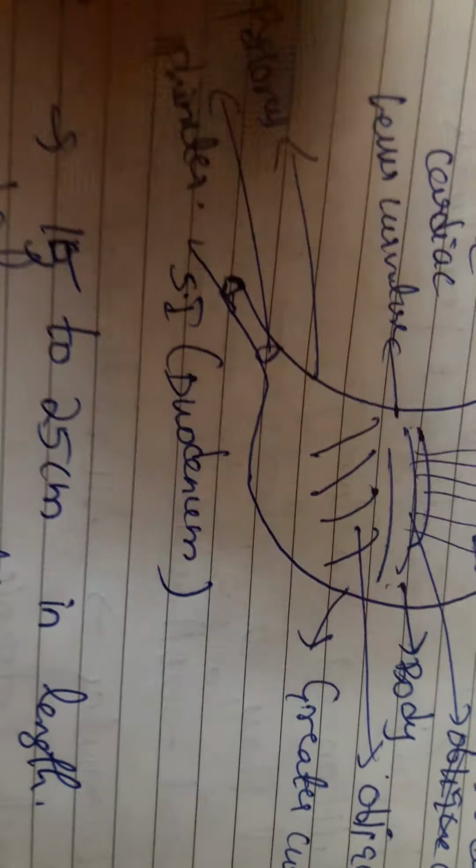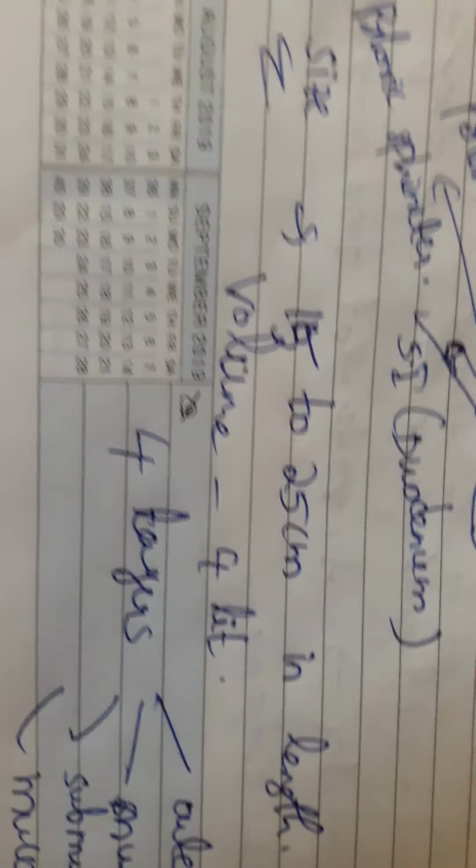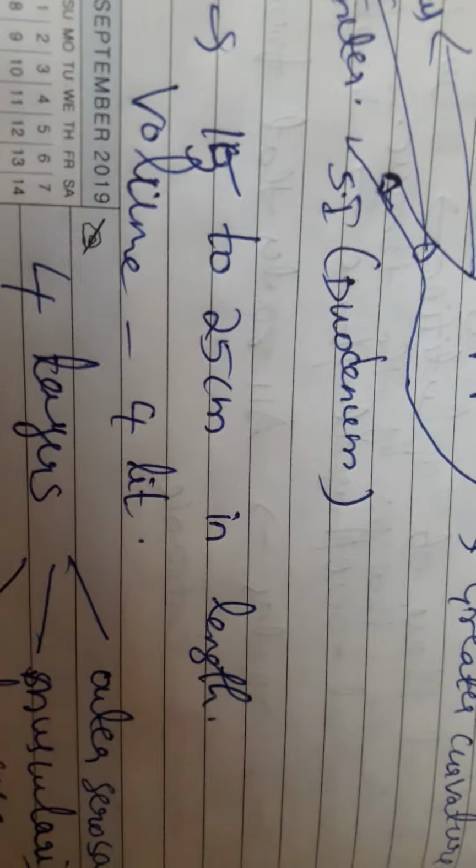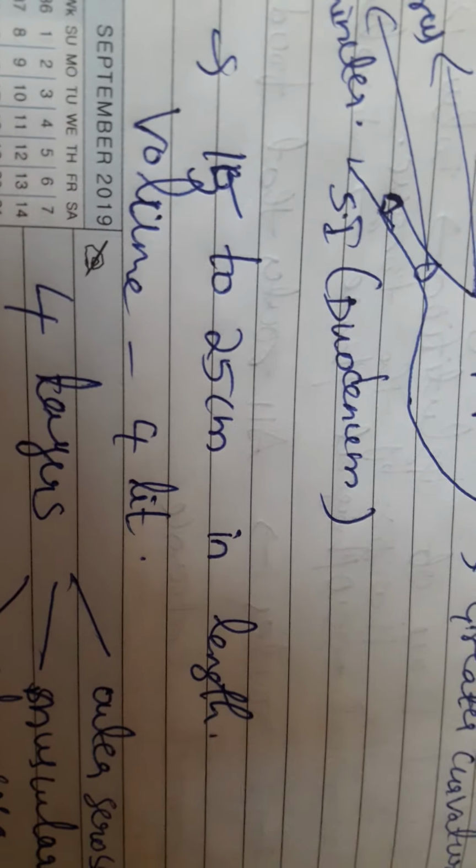Next, coming to the size: the stomach varies from 15 centimeters to 25 centimeters in length, and coming to the volume, it is 4 liters. When the stomach contains food, distension takes place up to this capacity.